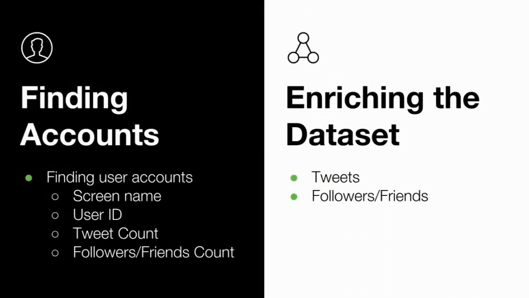Now, this is what the data gathering process looked like. We talked about this just a minute earlier, but the first step is finding accounts. And what I mean by accounts are the screen name, the user ID, and metadata about the account. These are things like numbers of how many tweets you've published, how many people are in your social network. After we've gathered accounts, we can start enriching this data set, gathering the tweets and, where possible, gathering the social network information.